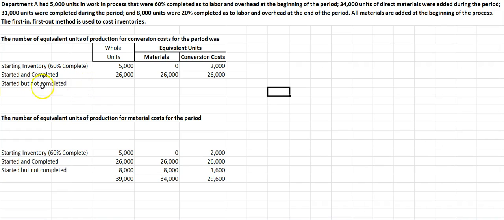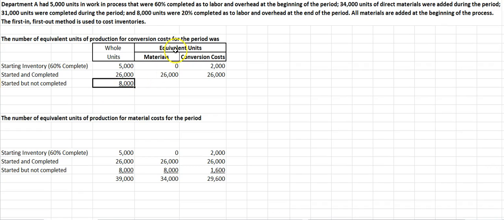Now this one here isn't as easy. First, we have to calculate the whole units. It says started but not completed. Okay, so it says that 34,000 units of direct materials were added, meaning that 34,000 units were started, right? And of that, we completed 26,000. So we must have not completed 8,000. And it tells you that here. It gives you that information. You could calculate it, or in this case, it gives you the information. It says 8,000 units were only 20% complete.